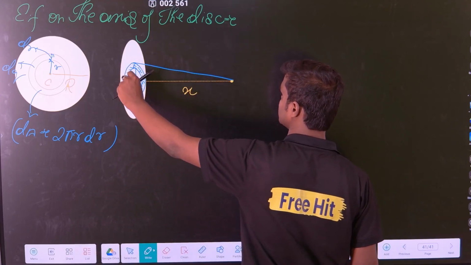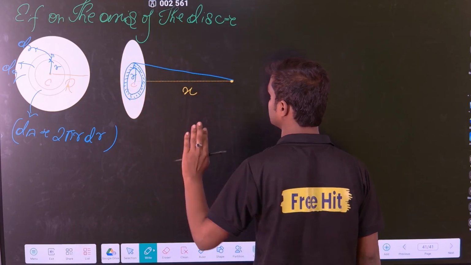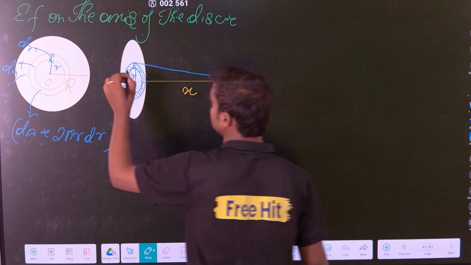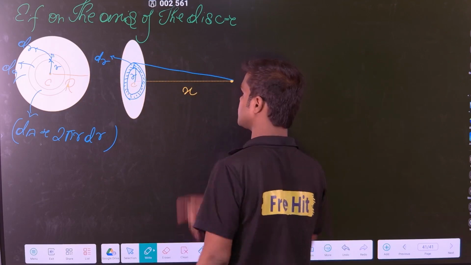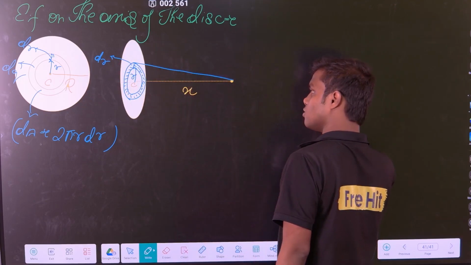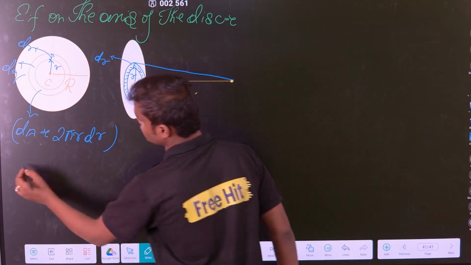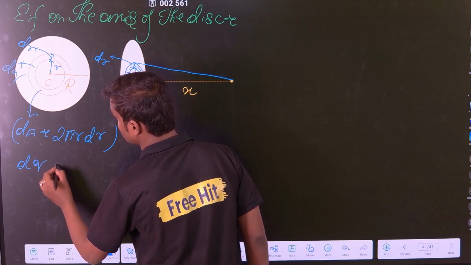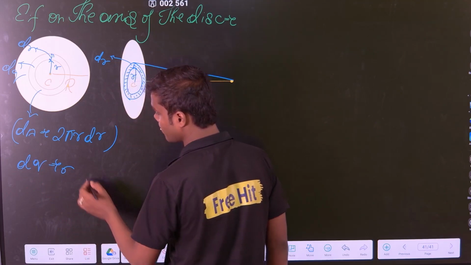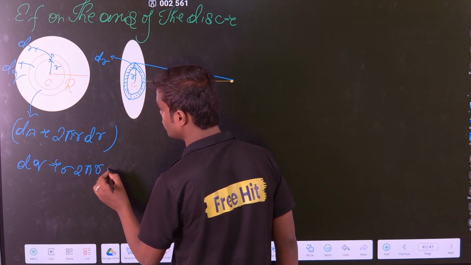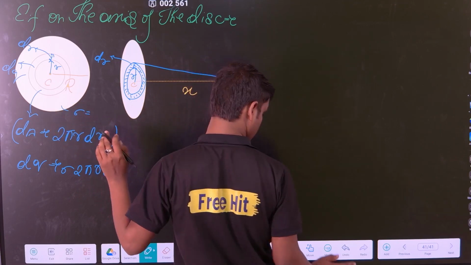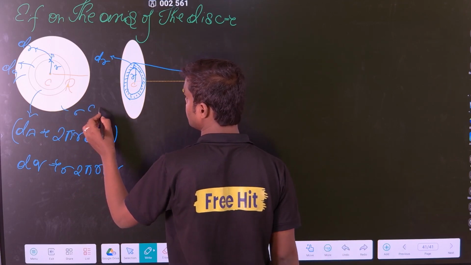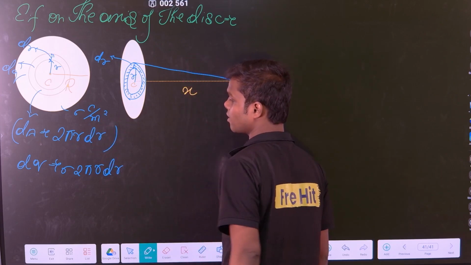Here we have taken a very small ring from the center, whose radius is r and thickness is dr. So what is my dq? dq will be sigma into area, that is sigma into 2 pi r into dr, because sigma is given. My charge density is sigma coulomb per meter square.